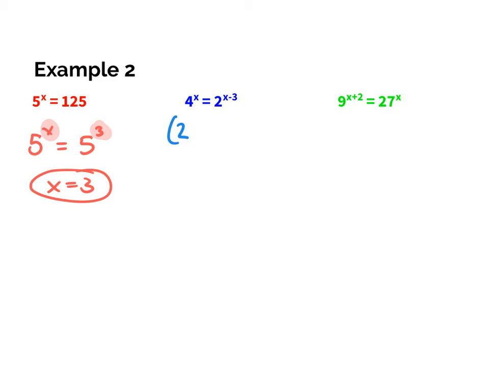So 2 to the first would give me 2. 2 to the second power would give me 4. So I know it's 2 to the second power. So I'm going to change that number 4 to a base of 2. But notice that the 4 already had an exponent of x. I'm going to place that x on the outside, and that's going to be equal to 2 to the x minus 3. So notice how I changed that 4 to 2 to the second power. 2 to the second power is still 4. It just looks a little bit different.